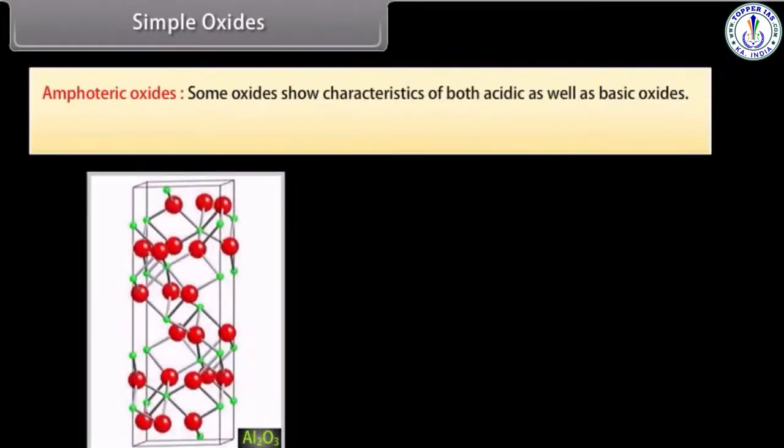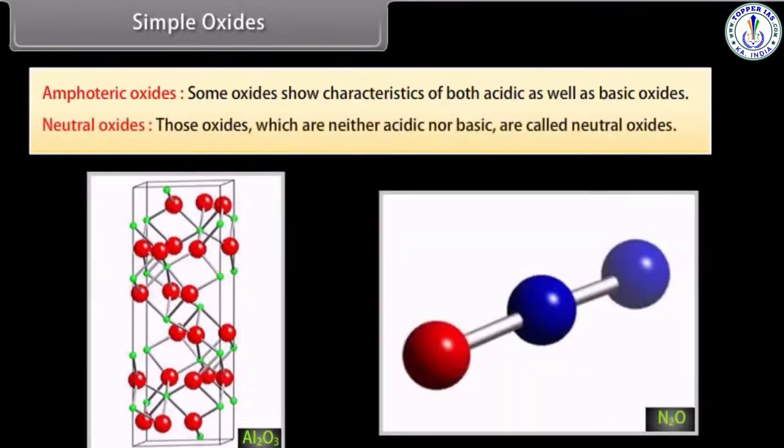Amphoteric oxides. Some oxides show characteristics of both acidic as well as basic oxides. For example, ZnO, Al2O3, GeO, and PbO2. Neutral oxides. Those oxides which are neither acidic nor basic are called neutral oxides. For example, CO, NO, N2O, and H2O.